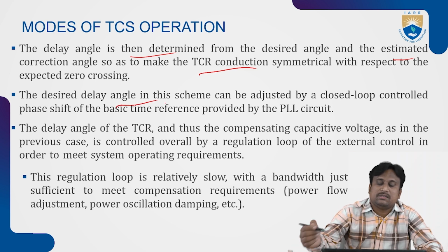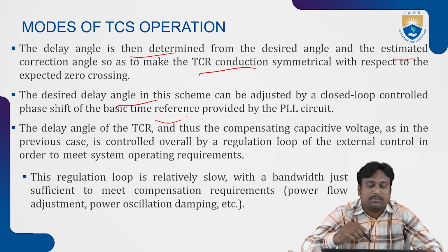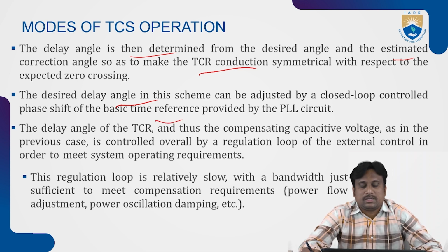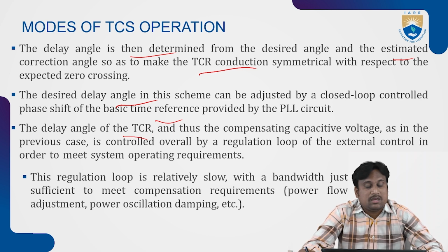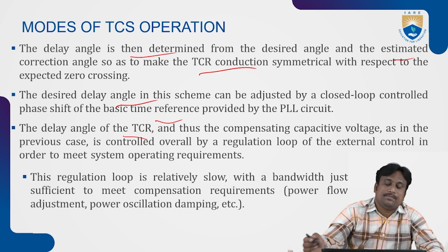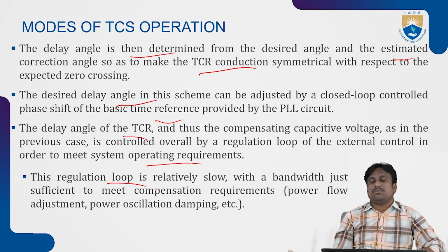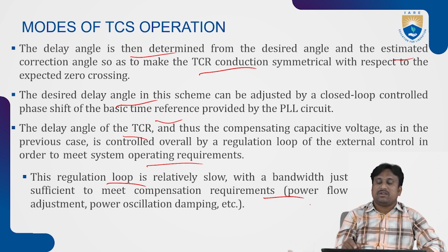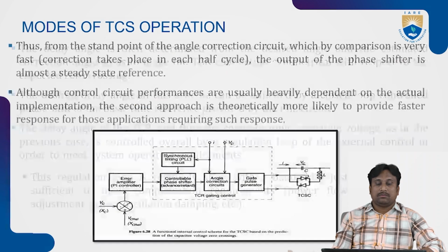So the desired delay angle in this scheme can be adjusted by a closed loop controlled phase shift, as the basic time reference provided by the PLL circuit. So the delay angle of the TCR, and thus the compensating capacitive voltage as in the previous case, is controlled overall by the regulation loop of the external control circuit. This is in order to meet the system operating requirements. So this regulation loop is relatively slow, with a bandwidth just sufficient to meet the compensation requirements such as power flow adjustment and power oscillation damping.